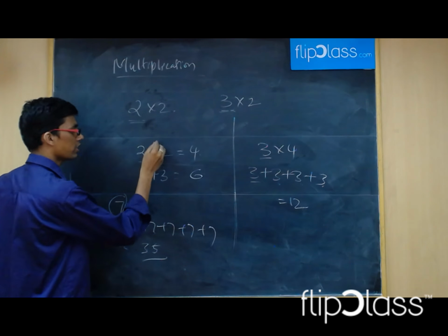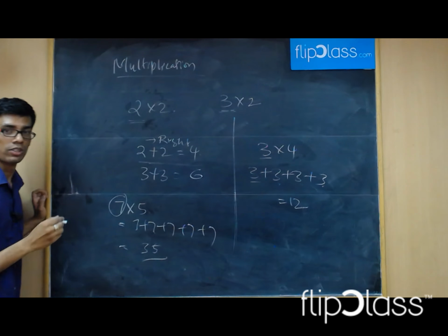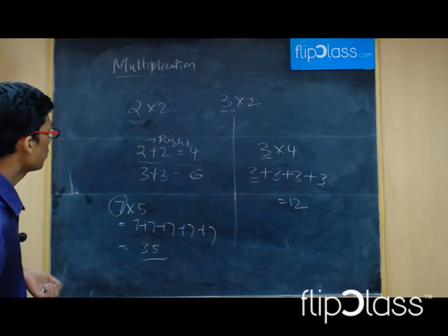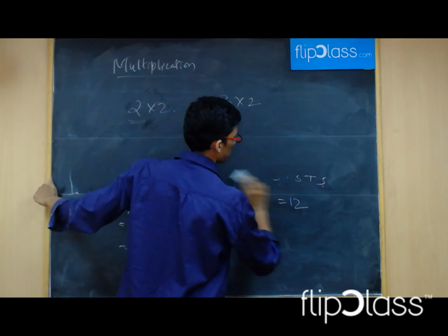Now we have seen how we do addition in terms of a number line. When you are adding a number, you move right of it. Right of what? Right of 0. When you are subtracting it, you move to the left of 0. Fine. So now there is something that you have to understand.